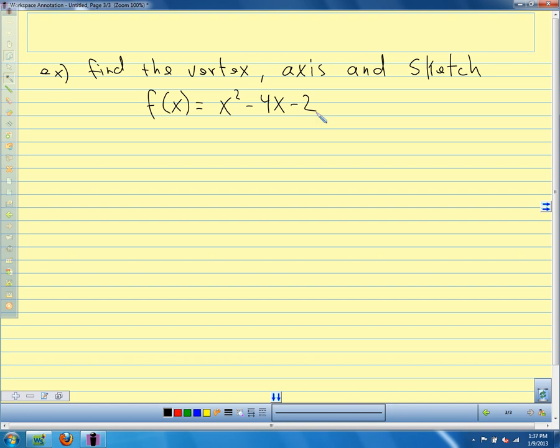So when the problem is asking you to find the vertex, the first thing you should think is we want to find the vertex form. That's what this problem is asking us to do. Find the vertex form of this function. To find the vertex form, what we're going to do is complete the square.